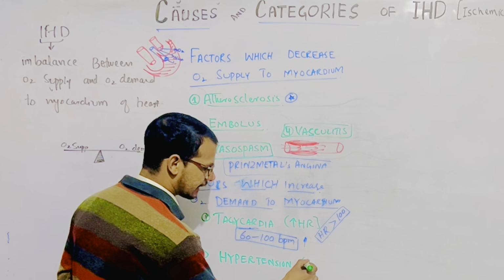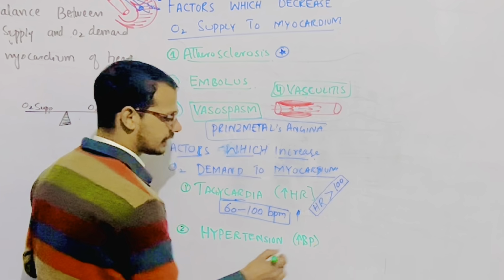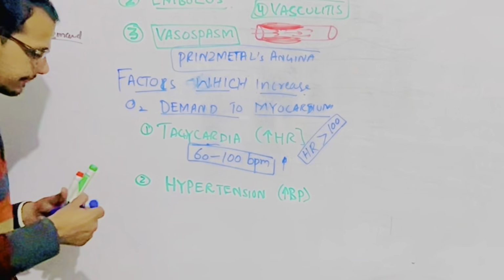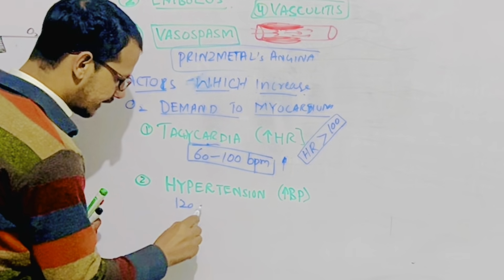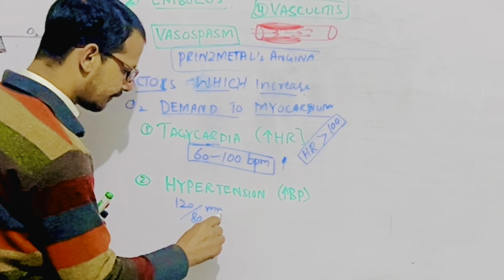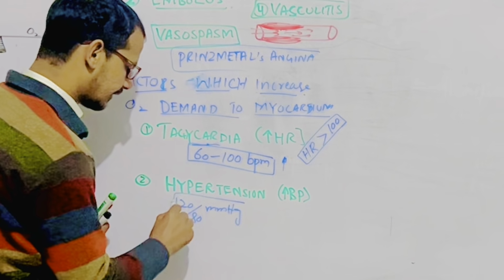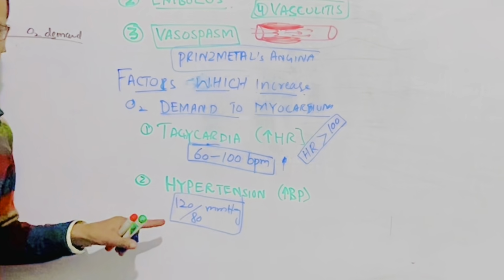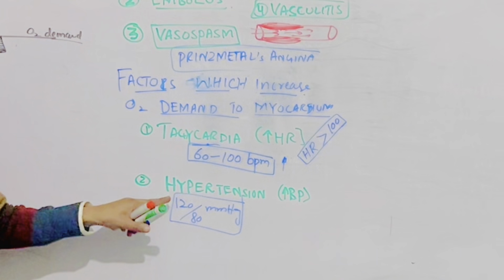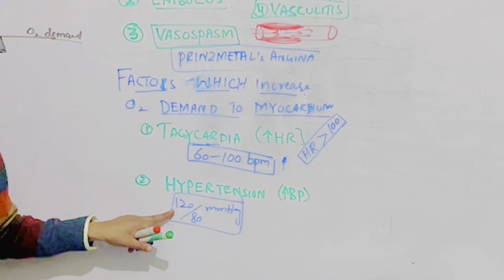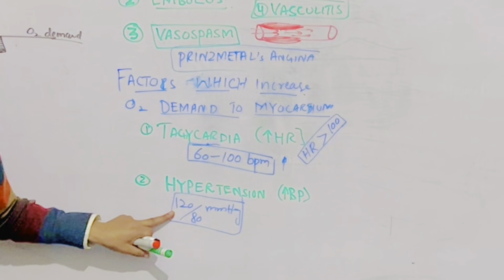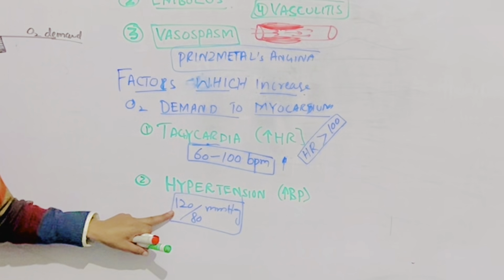Hypertension means increased blood pressure. The normal blood pressure is 120 by 80 mm of Hg. This is normal blood pressure. If blood pressure is increased from 120 by 80, the heart will work more as compared to normal.